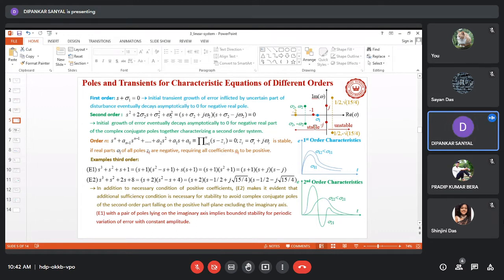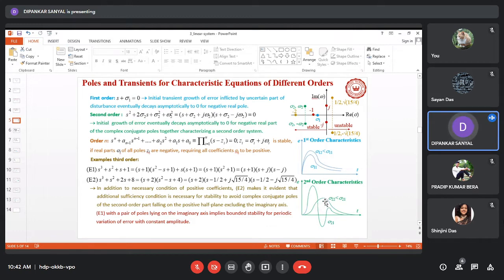So as a demonstration of the first nature, we have given two kinds of variation. If this sigma 1 2 is less than sigma 1 1, here we see the error decays in a relatively slower manner in comparison to the other case. Here, a similar situation has been demonstrated for the second order characteristics.